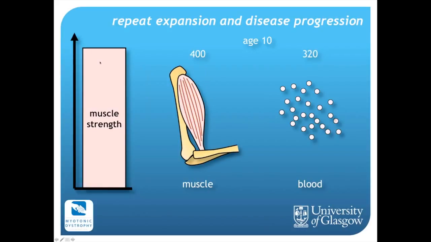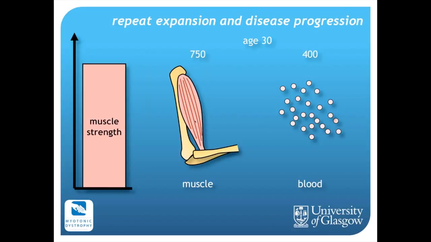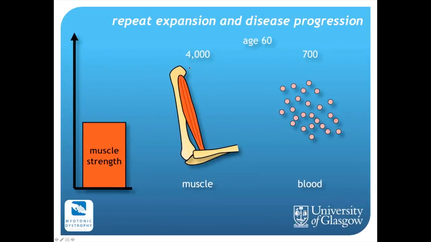But as that individual ages, the number of repeats starts to change. That changes more rapidly in muscle cells than it does in blood cells. And as the number of repeats increases, that then has more of an impact on the muscle cells and the function of the muscle. So the muscle may start to atrophy and muscle strength may decrease. And as the repeat number increases as the individual gets older, that becomes more and more pronounced.